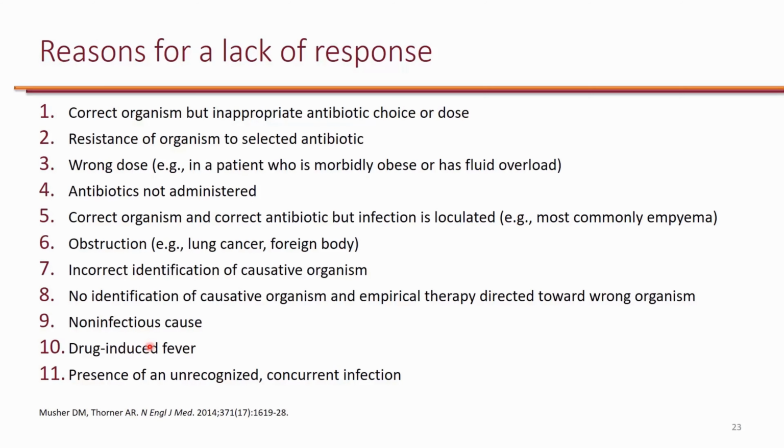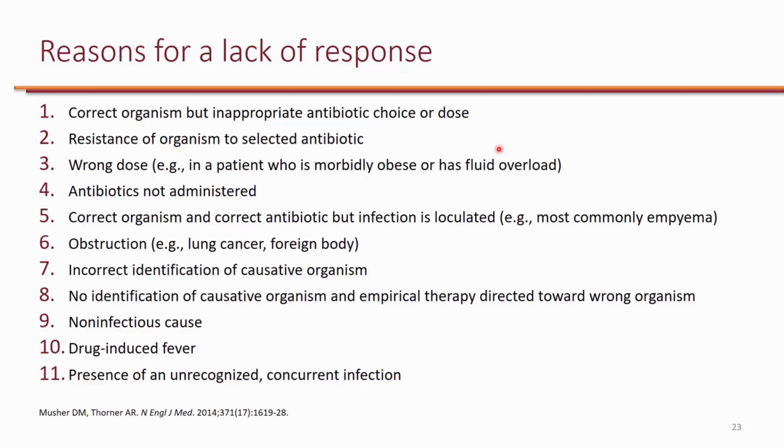And of course, we have to make sure that the patient is clinically improving before we change from IV to PO. And sometimes the patient may not be improving, and there could be different reasons for it. One reason, of course, could be that we have identified the correct organism, or empirically we are targeting the right organism, but we use the inappropriate antibiotic, or we were using the wrong dose.